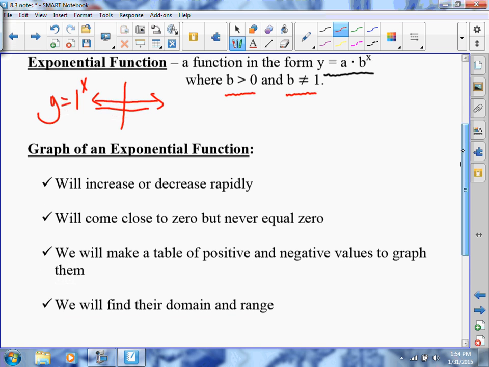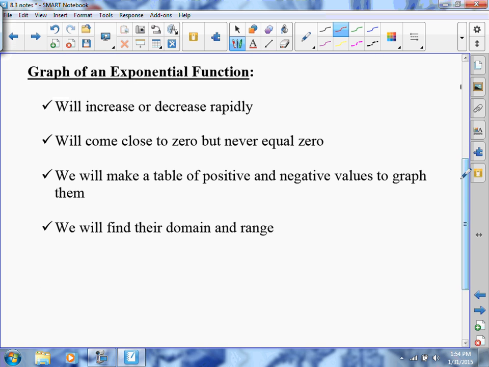So what exponential functions do when we graph them is that they increase or decrease rapidly. Now if we graph a horizontal line, that's not increasing or decreasing, that's staying constant. So when we have an exponent in a function that makes the graph increase or decrease rapidly, the graph is going to come close to 0, but it's never actually going to equal 0. And then to graph them, we're going to make a table of values. We're going to use positive and negative values. And then after we graph them, we're going to talk about domain and range.